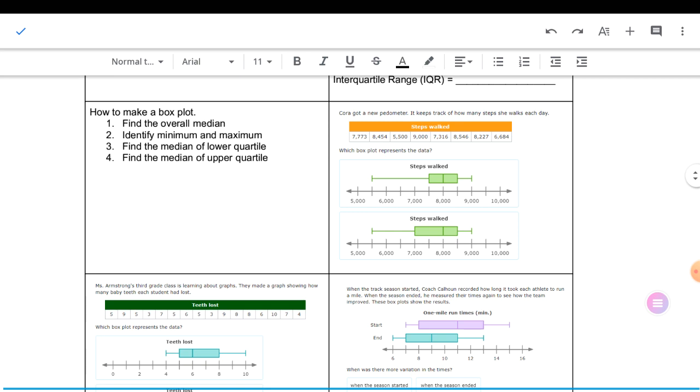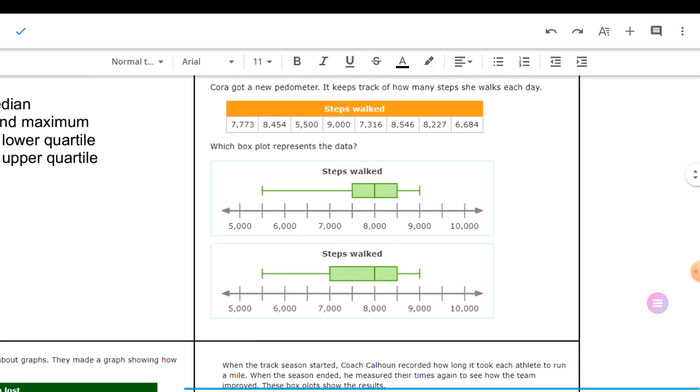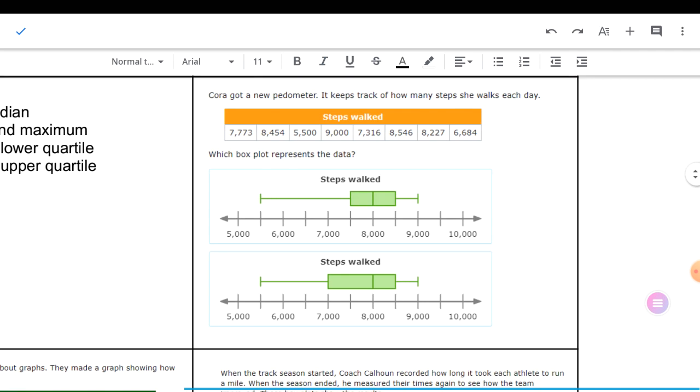Let's go to this question. This is kind of the questions that you might see in 6th grade. Cora got a new pedometer. It keeps track of how many steps she walks each day. Which box plot represents the data? Always start with your minimum and maximum because they're the easiest to figure out.